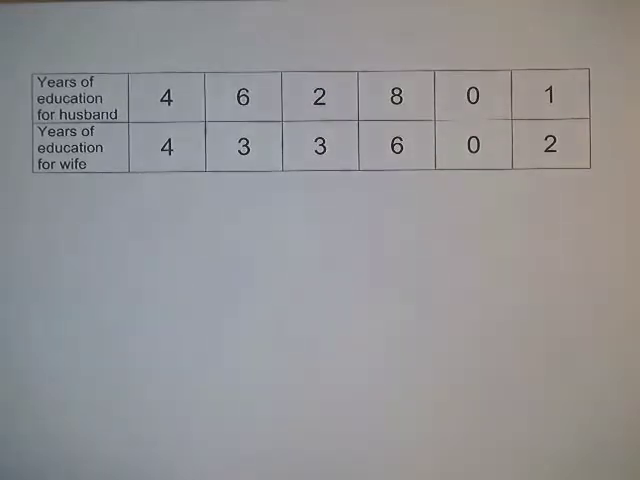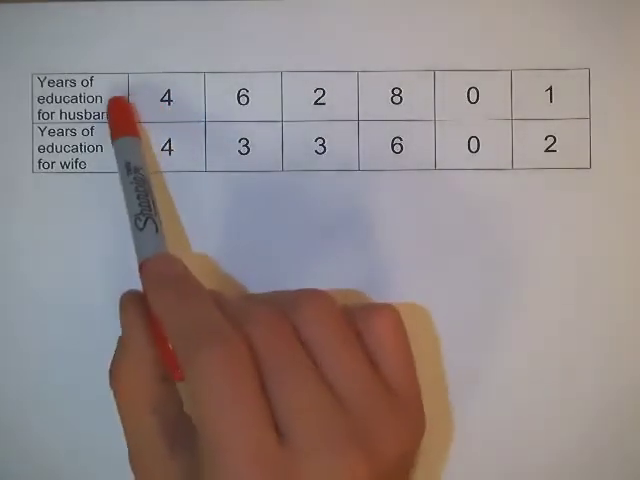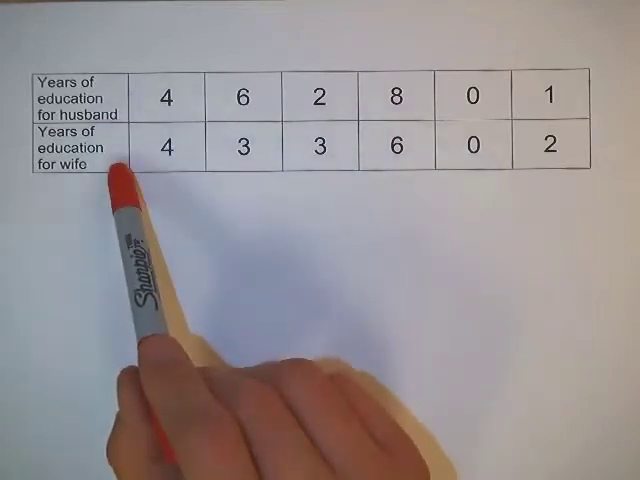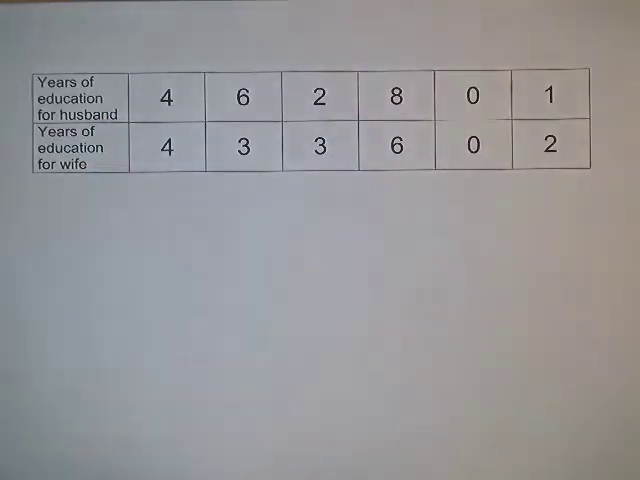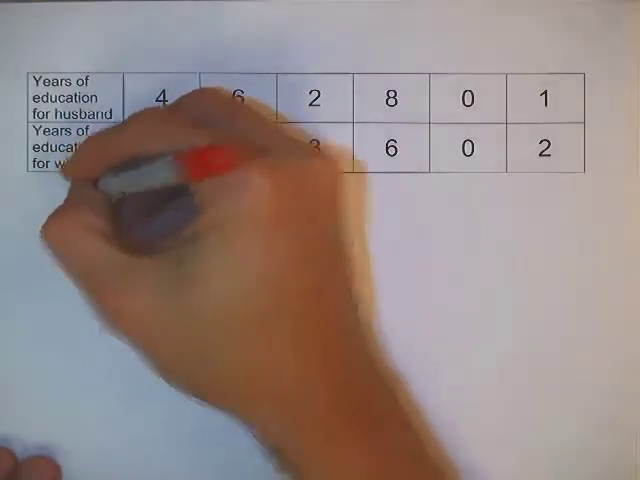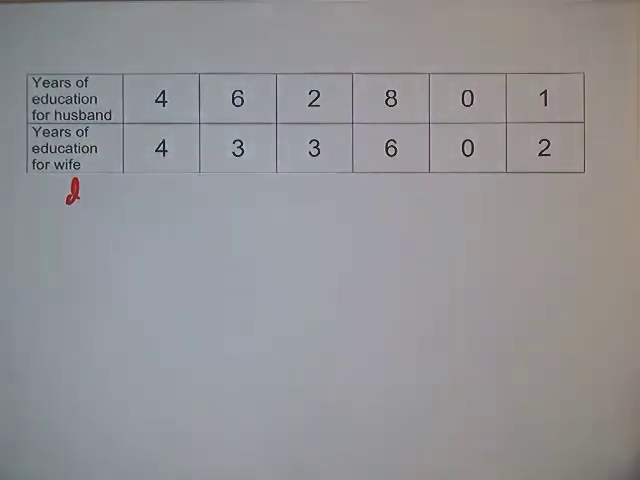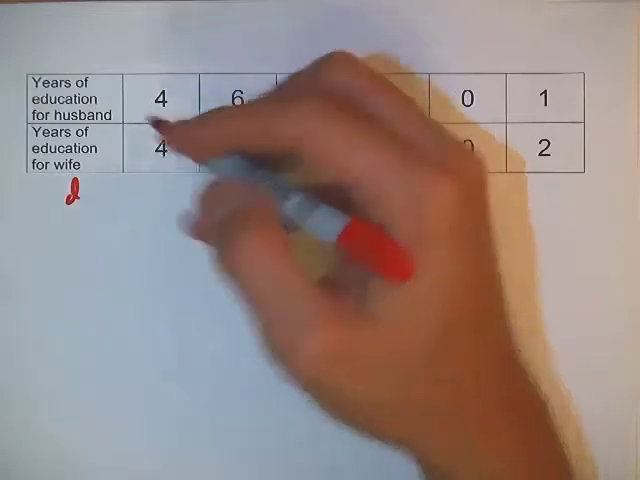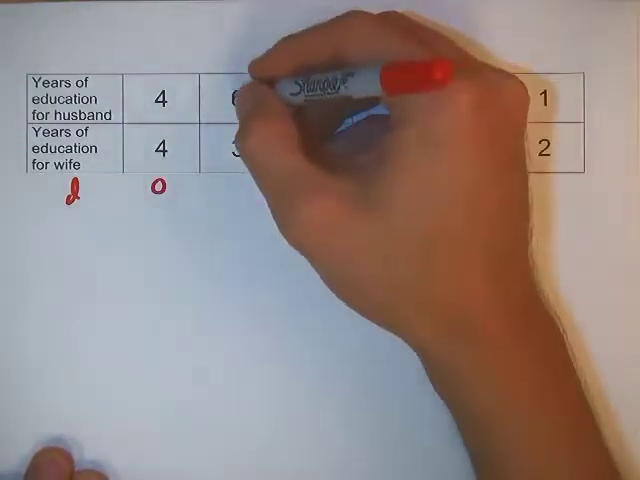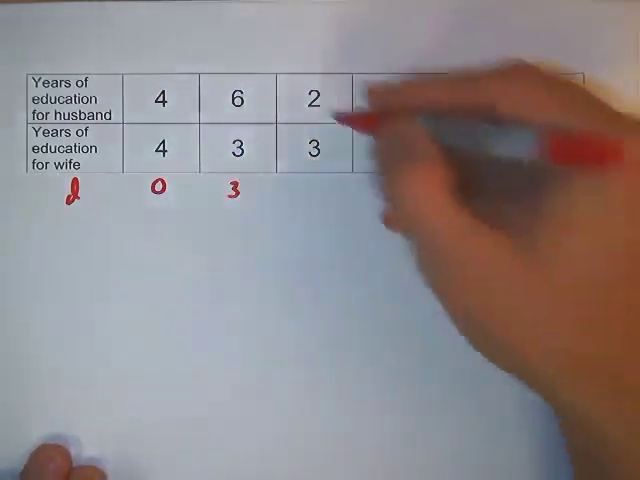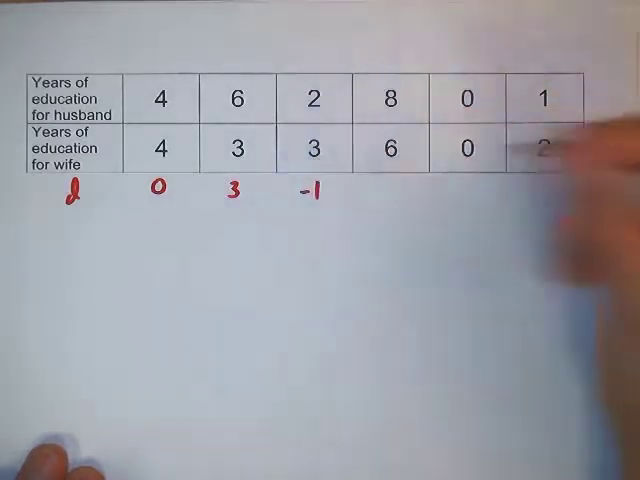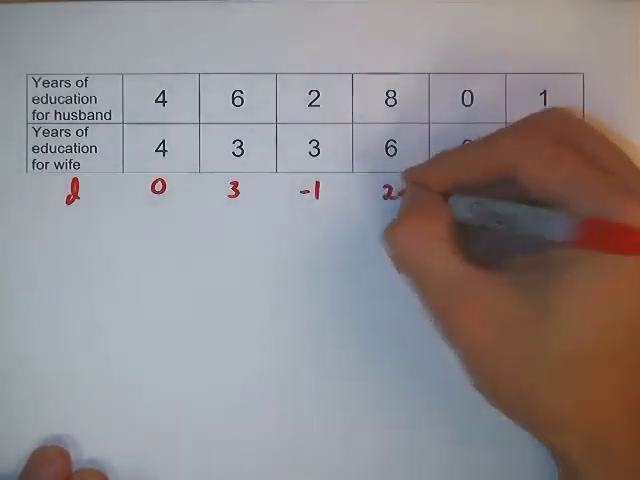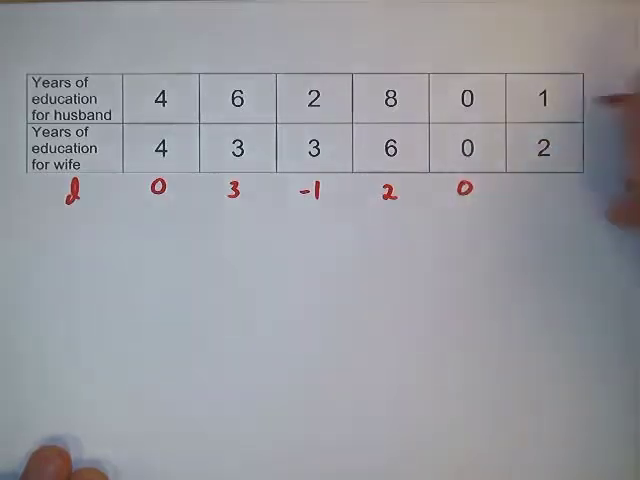I'm going to define a difference as the years of education for a husband minus the years of education for a wife, and I'm going to denote it with the symbol D for differences. For couple number 1, I would do 4 minus 4 and get a difference of 0. 6 minus 3 gives a difference of 3. 2 minus 3 gives a difference of negative 1. 8 minus 6 gives a difference of 2. 0 minus 0, difference of 0. 1 minus 2 would be a difference of negative 1.